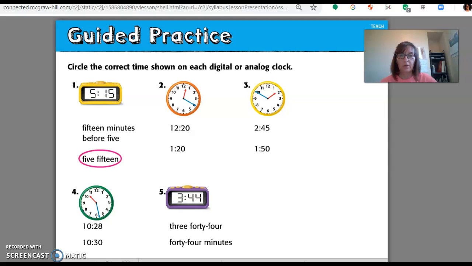Number 2, look at the hour hand, which is the shorter red hand. It's past the 12, but not quite to the 1. So we would therefore say 12. We then count the minutes, starting with the 1 is 5 minutes. So 5, 10, 15, 20. The time is 12:20. Give number 3 a try. Look at your hour hand.